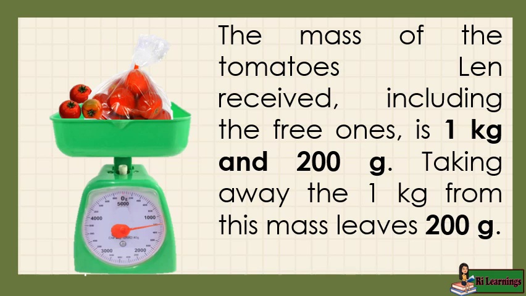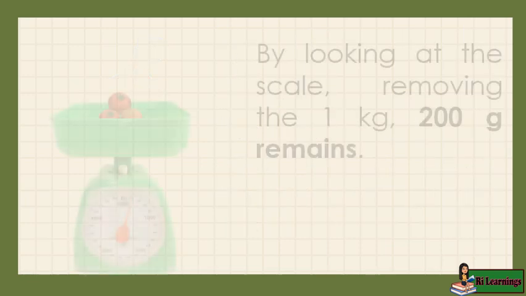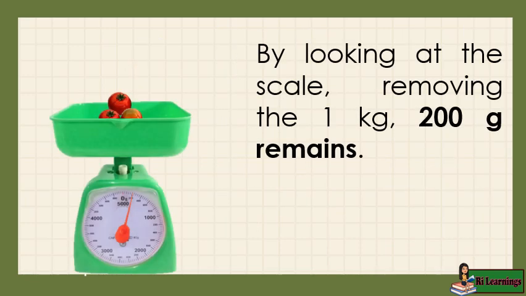The mass of the tomatoes Len received, including the free ones, is 1 kilogram and 200 grams. Taking away the 1 kilogram from this mass leaves 200 grams. By looking at the scale, removing the 1 kilogram, 200 grams remains.